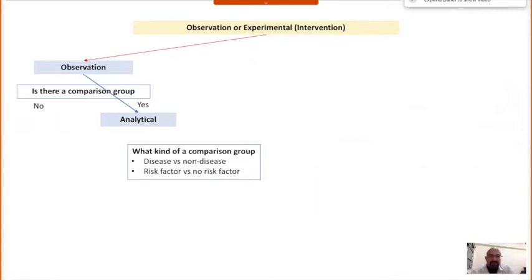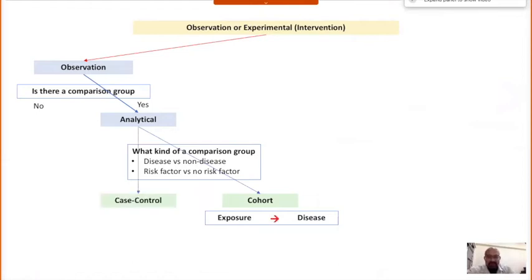Is it disease versus non-disease? Or is it risk factor versus non-risk factor? If it's a risk factor versus a non-risk factor, and then the disease develops, then it is a cohort study. I know it's not going to be very easy to pick it up in the last few minutes of a long two-hour biostatistics class, but maybe when you sit down and look at it, it might become a little easier.